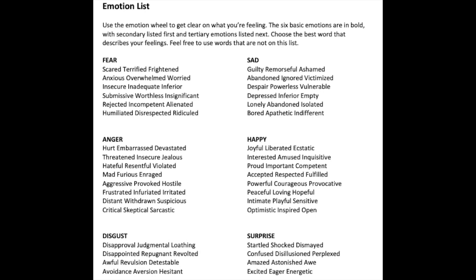In this thought model, I've included six base emotions: fear, sadness, anger, happiness, disgust, and surprised. And then beneath each are the secondary feelings that arise. Like just looking at fear, you might feel scared, anxious, insecure, submissive, rejected, or humiliated. And then the tertiary, I don't know how to say that, tertiary emotions follow. And that just breaks it down a little bit more.